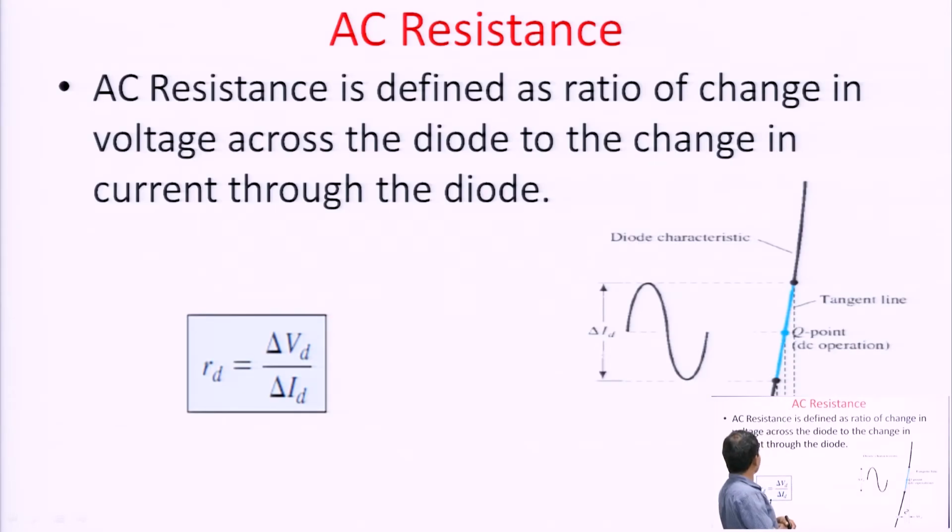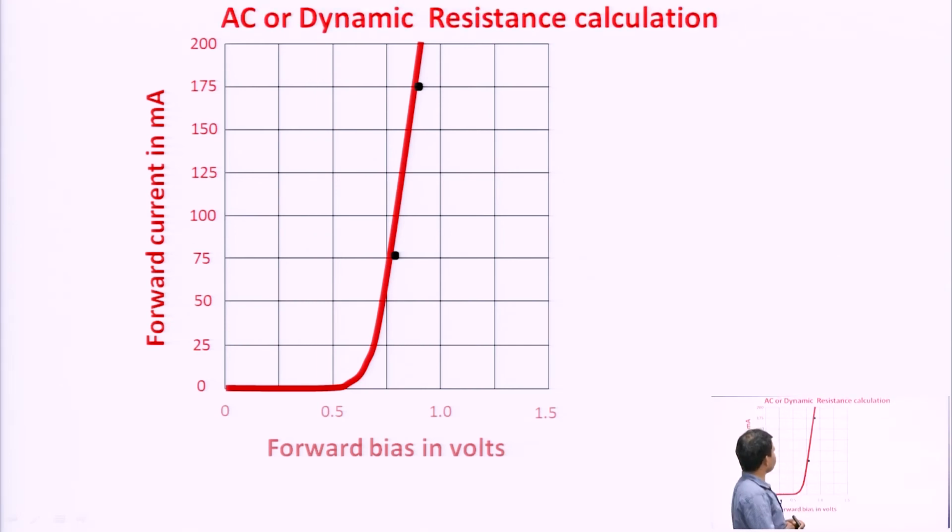Now, AC resistance. What is AC resistance? AC resistance is defined as the change in voltage across the diode to the change in current through the diode. This is the application of an AC signal, and how will we calculate the AC resistance? This is the operating point, and there are 2 points taken at the same distance. One point is on the upper side and another point is on the lower side, and we will calculate the change in voltage and change in current, and by taking the ratio of change in voltage to change in current, we will get the AC resistance. And just for an example, this is the graph.